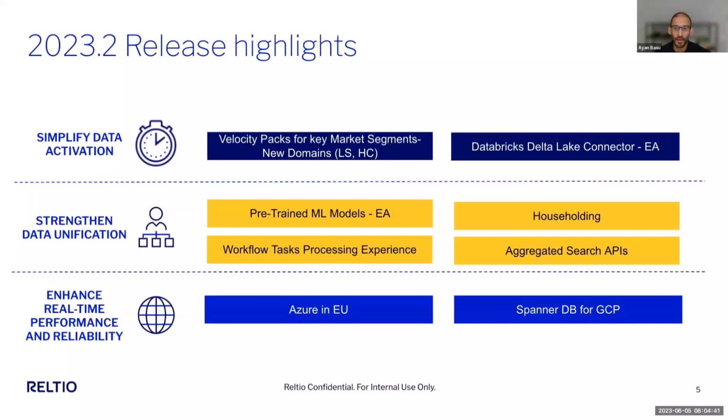Lastly, under strengthening data unification is aggregated search APIs, which means that we've taken our complex searches and unified them into a single search. It's really about providing high performance in milliseconds in accordance with your scalability needs. So a really exciting enhancement there.